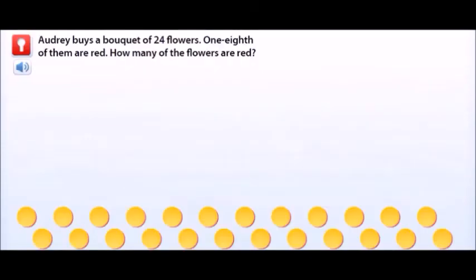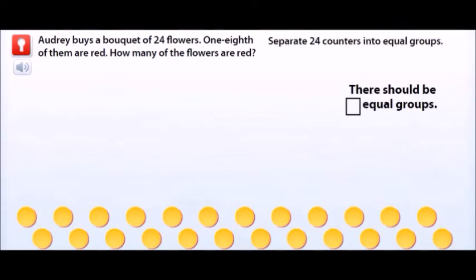Let's solve this problem. Audrey buys a bouquet of 24 flowers. 1/8 of them are red. How many of the flowers are red? We can model the problem with counters. We can separate the 24 counters into equal groups. We want to find the flowers that are red, 1/8 of the group.